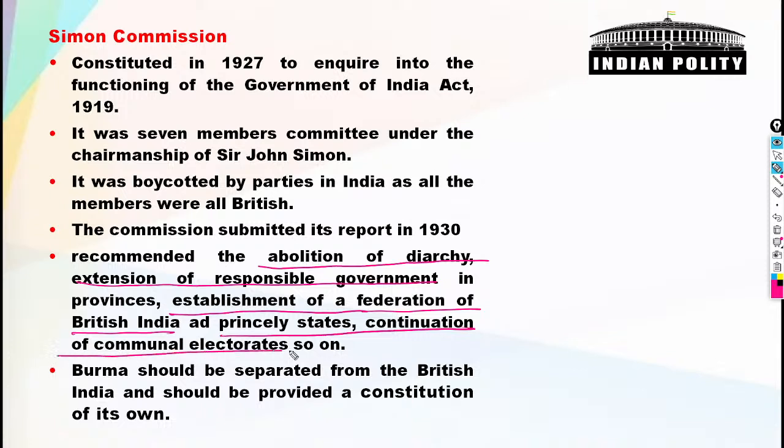That is a major recommendation of the Simon Commission. We can see that first is abolition of diarchy, second is the extension of responsible government, and third is the establishment of a Federation of British India and princely states. So that is the 1, 2, and establishment of a federation.